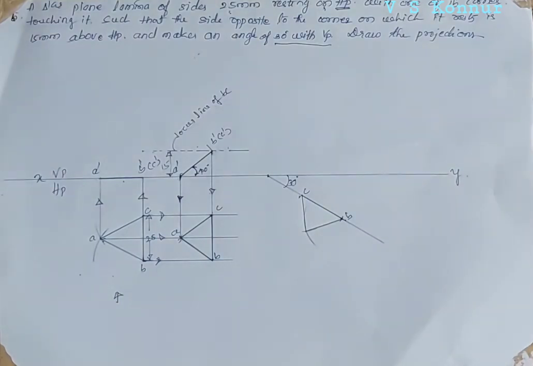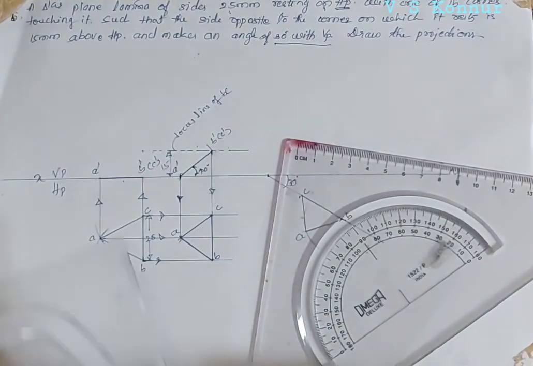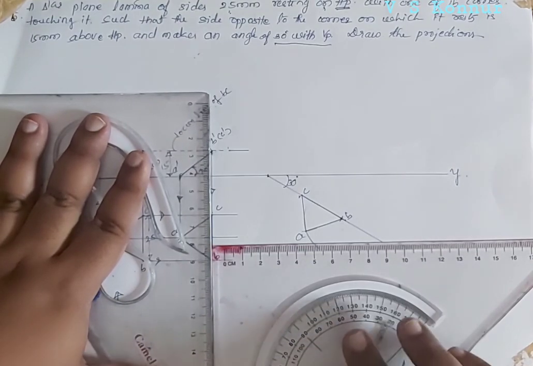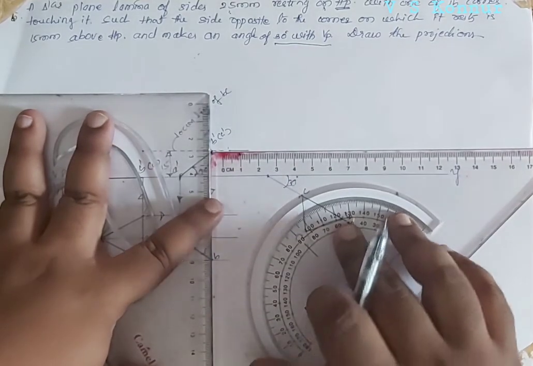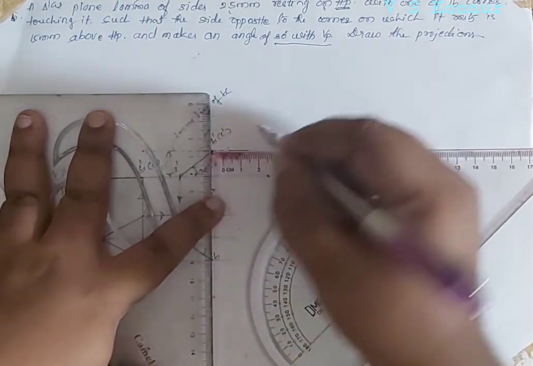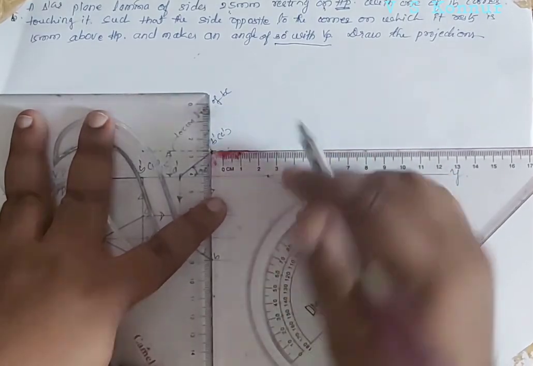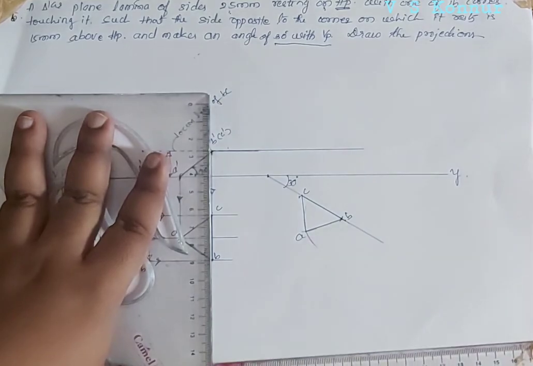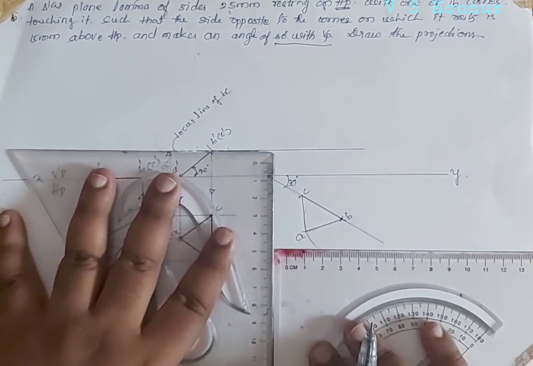Then we'll go for front view. So this point is A. I will draw the projector parallel to this. We'll draw the projector from here. Right. Then we'll draw projector from these points. So we'll take this as reference.